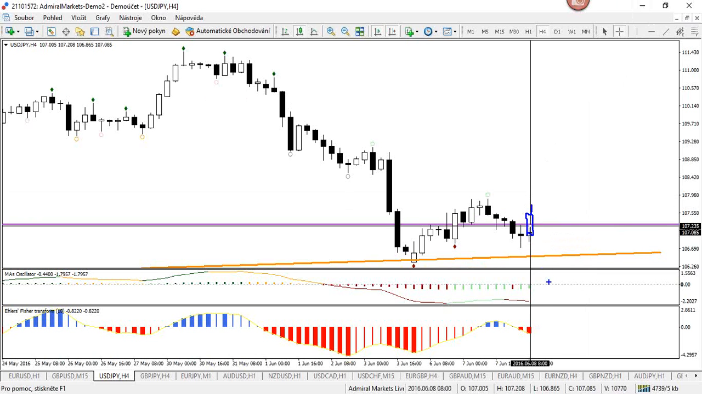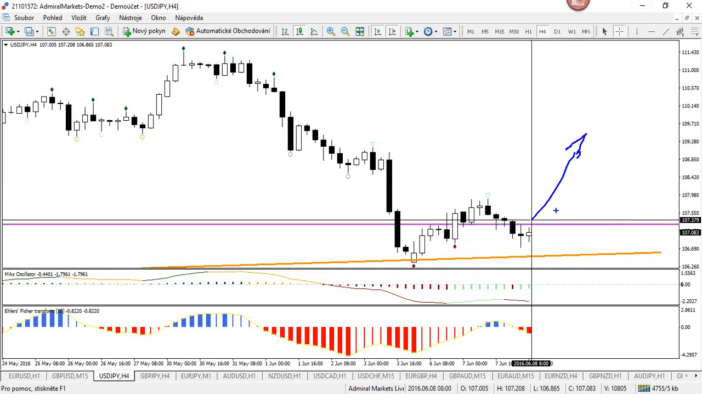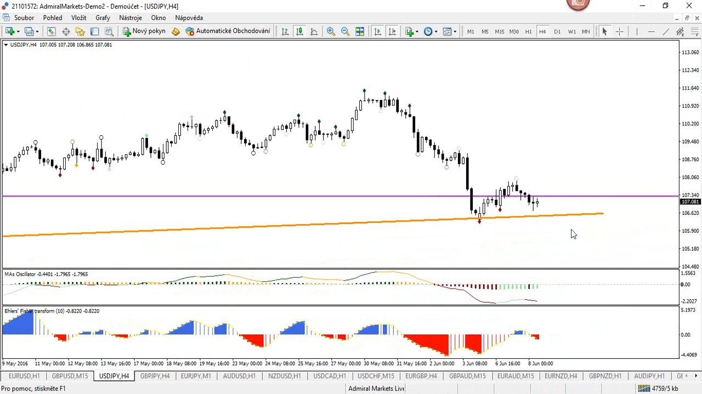A candle, preferably something of a decent size like this, with a close near the high, a close above the previous candle high. That would be great. I think that would be a good signal. We'll probably see this lose its dark redness and turn light red, thin red. That would be an extra confirmation. I think that could be a swing trade to the upside. I like that more than trading it to the downside. It's a counter trend trade. I think it makes more sense.